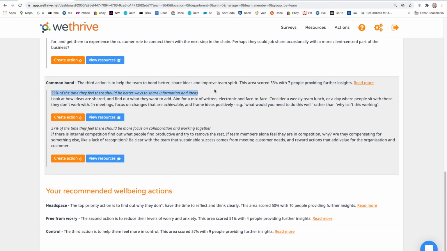about how the feelings of common bond could be improved. These people also said how many percent of the time they feel that this particular problem exists and what the root of it might be. When viewing this feedback, look for the higher percentages, because the higher the percentage, the stronger or more dominant that feeling is within the group.